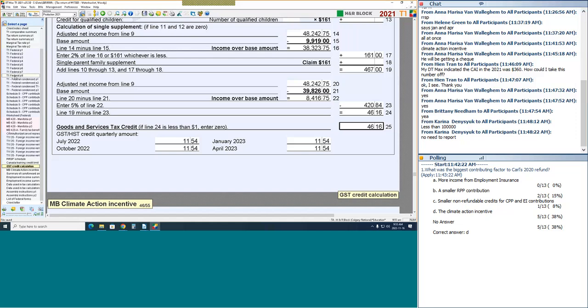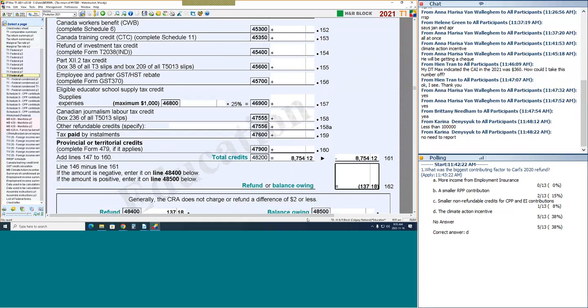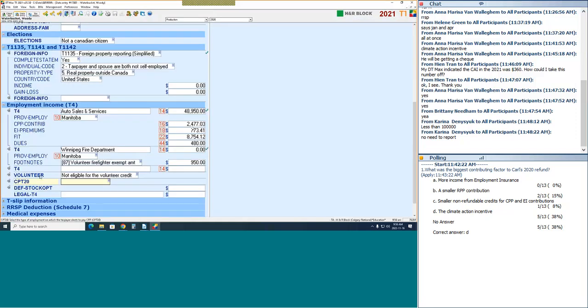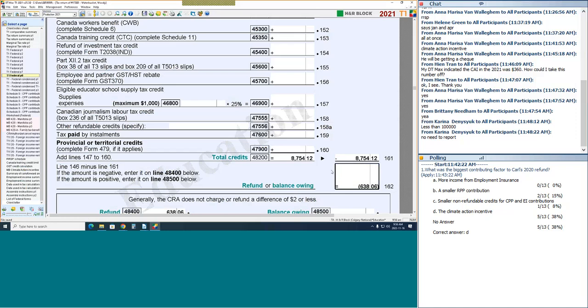Now let's take a look at what's happening. That volunteer credit that you're getting is giving you around $500 extra refund. So if you want that extra $500 refund, then keep doing the volunteer work, because yes, we're adding a little bit of income to your return, but that credit is much, much more valuable to you. And then you'll go, okay, I think I'll keep volunteering then. So I'm going to take it back out again. I'm going to go back to my tax return, and I'm going to give him the nice $638 refund that he wants.